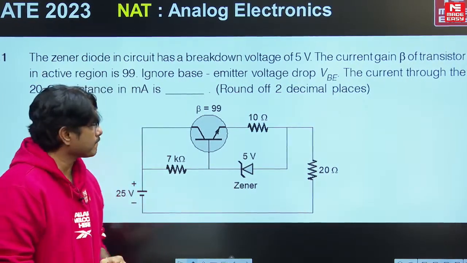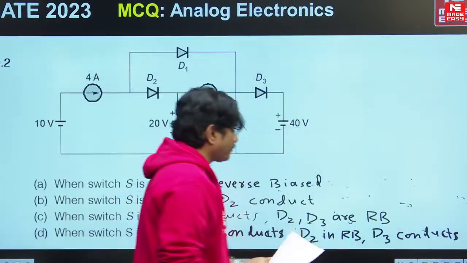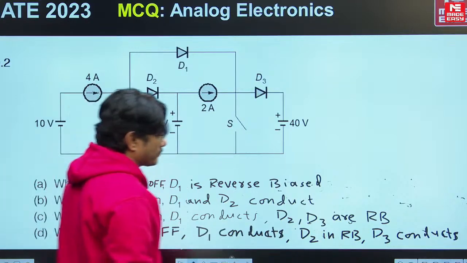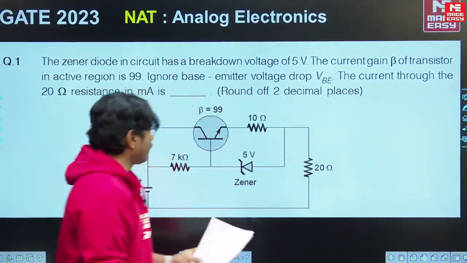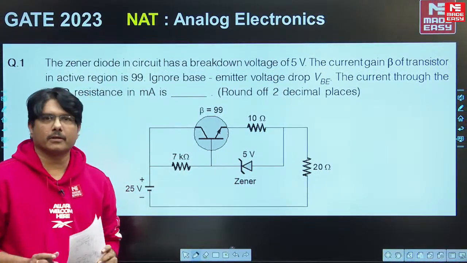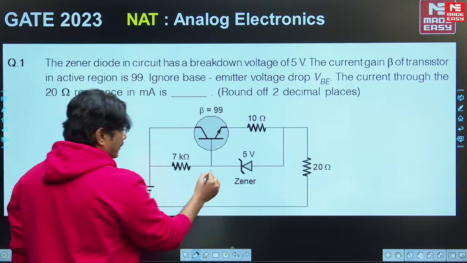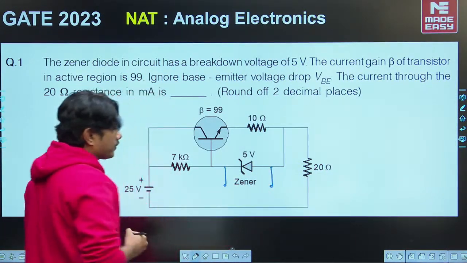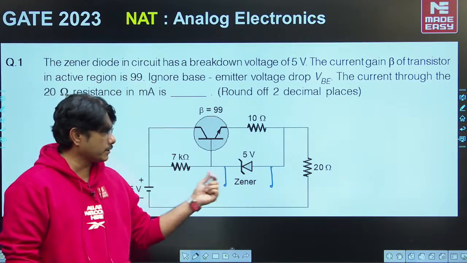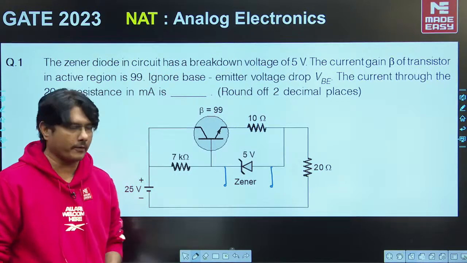Let us see. If I redraw this circuit, here only we will do it. First, is the Zener diode on or off? Let us check one time. Sometimes the Zener diode will be off, sometimes it will be on according to the question. Let us take this Zener diode as open circuit for some time, to understand whether it is on or off.